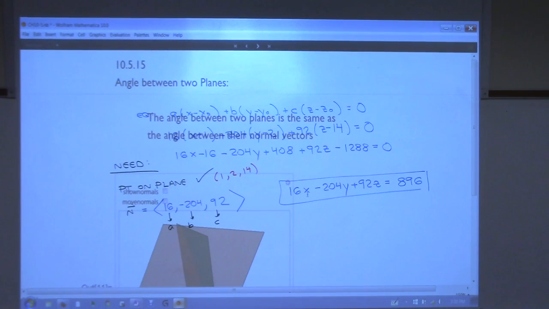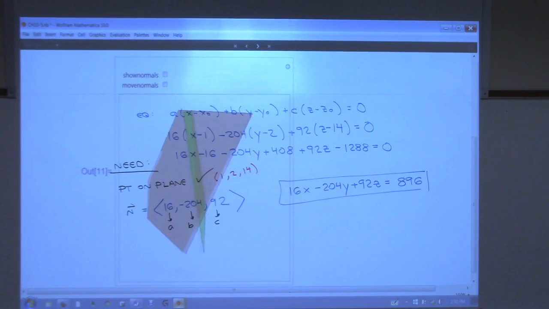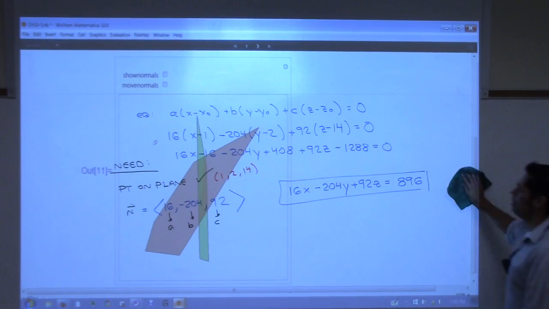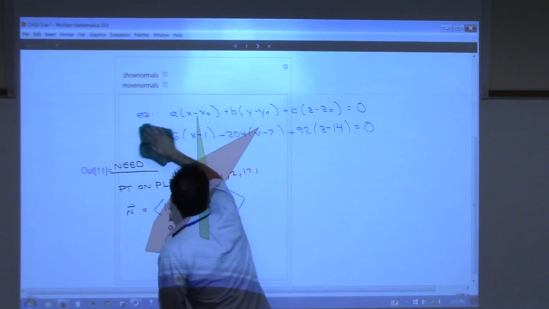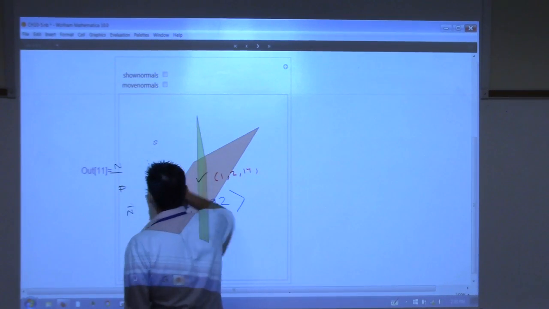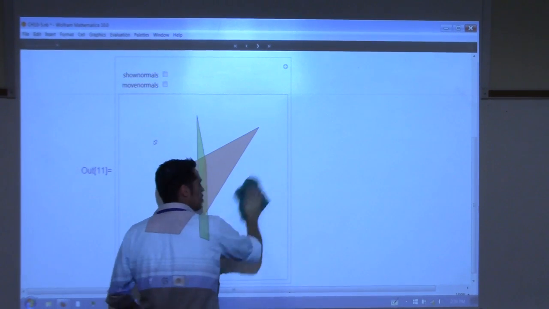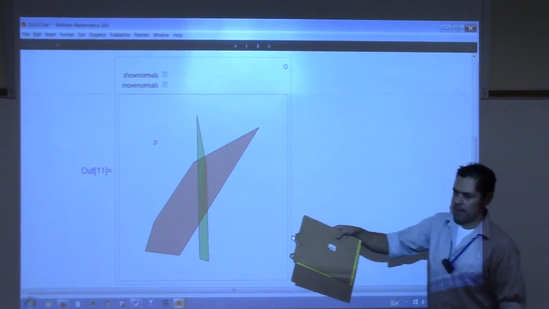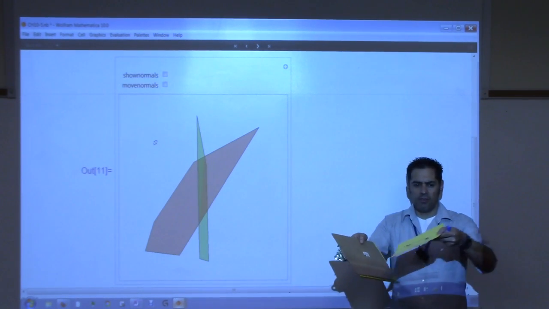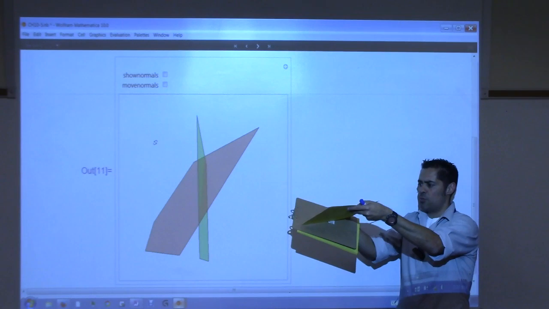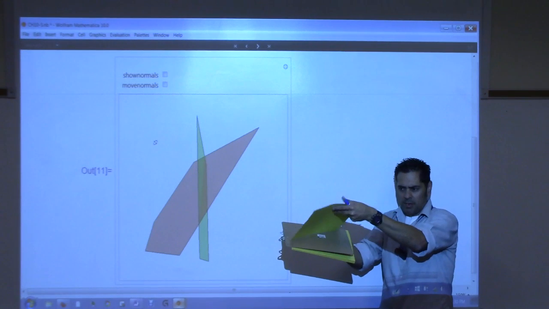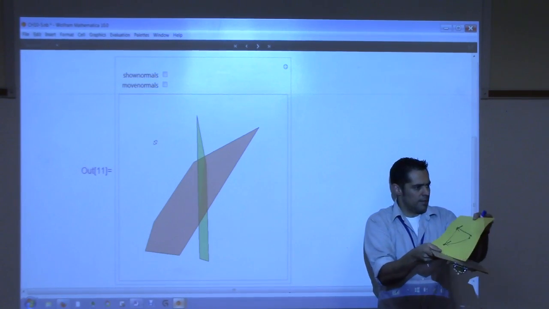Now, the angle between 2 planes. If I have 2 planes sitting out here in 3-dimensional space, I should probably erase all that, huh? If you have 2 planes sitting in 3-dimensional space, and you want to know the angle between them, so here's a plane, here's another plane, right? Let's assume they intersect each other somewhere, and I want to know the angle between them. That means I'm talking about the smallest angle. I'm talking about this angle right here. Do y'all see what I'm talking about? Right in here. Right? I want to know what that angle is.